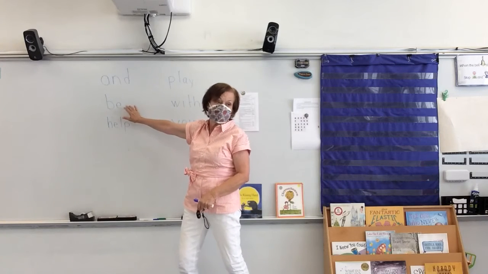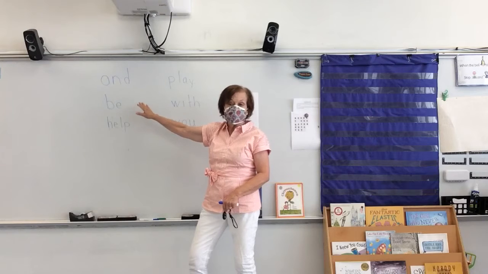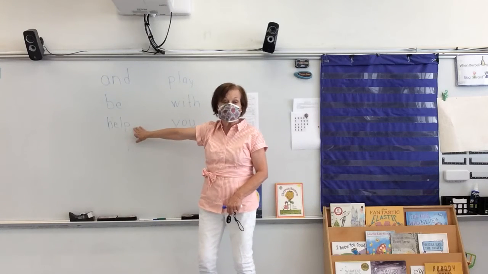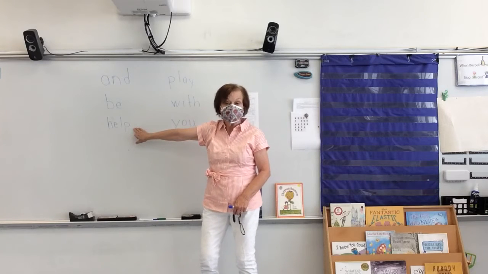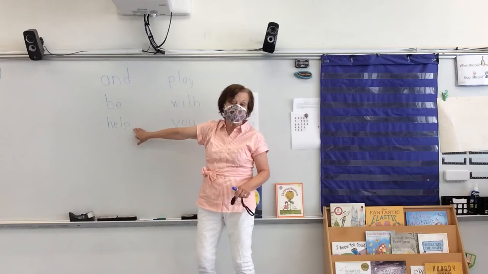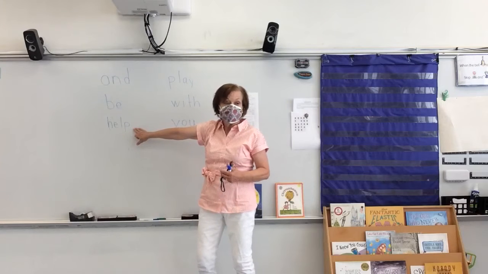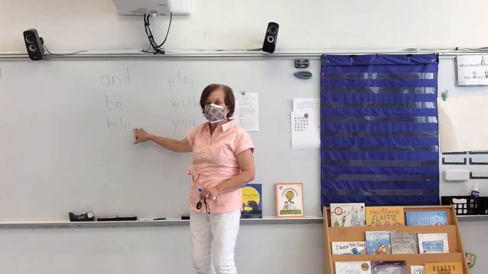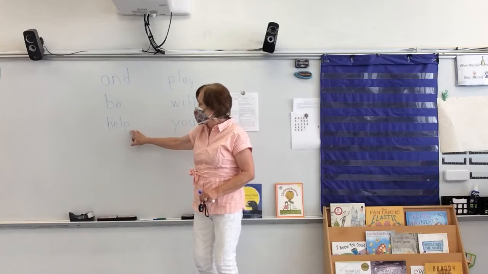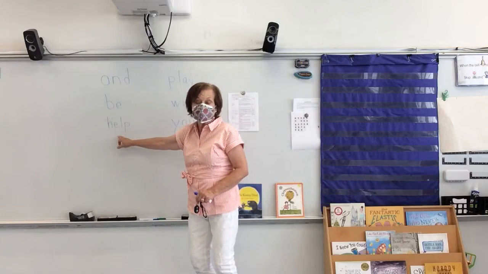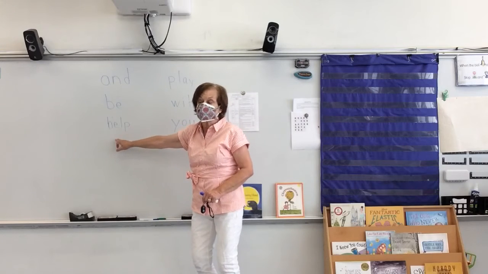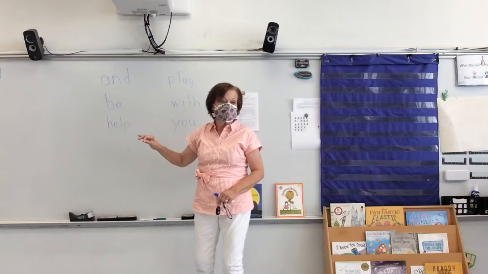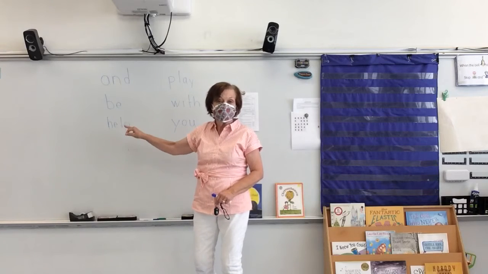Let's spell it together. B-E. This one you can sound out. It's a sight word because we use it a lot and we're going to use it in our writing. Raise your hand if you think you know what this word is. Let's say it together. Help. Help. Help. Let's spell it. H-E-L-P. Help.